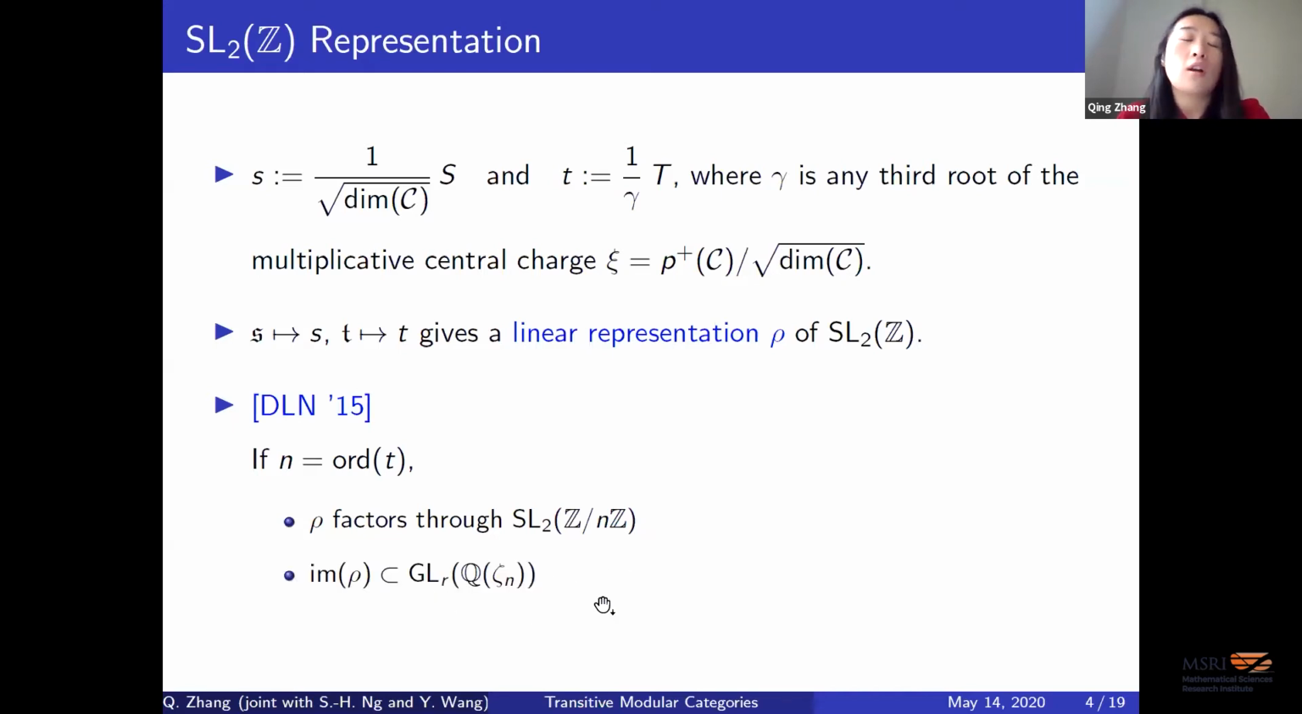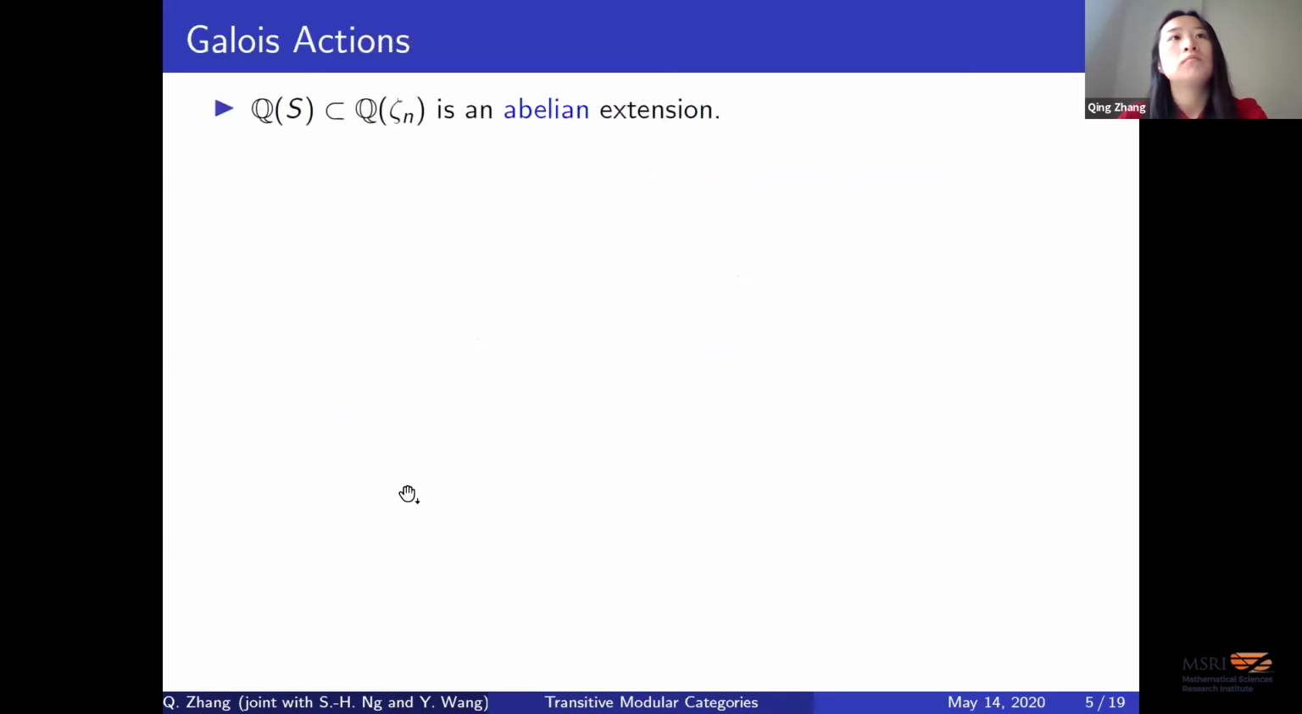Moreover, the image of this linear representation sits inside the nth cyclotomic field, where n is the order of the normalized T. So in particular, the entries of S live in this cyclotomic field, and it is an abelian extension. For any modular tensor category C, we denote the Galois group of this extension by G_C.